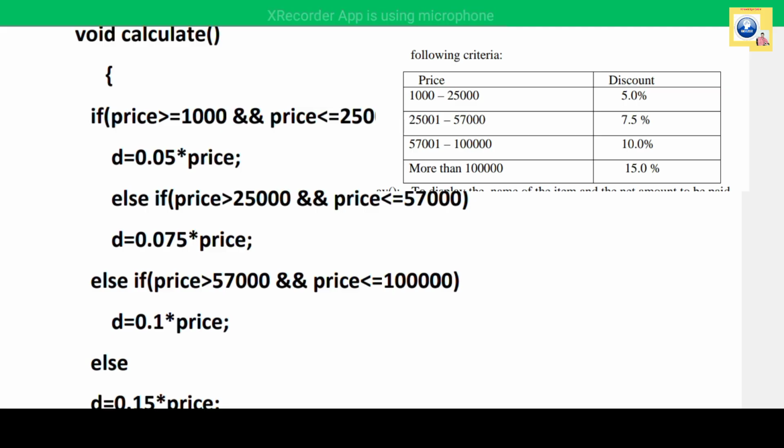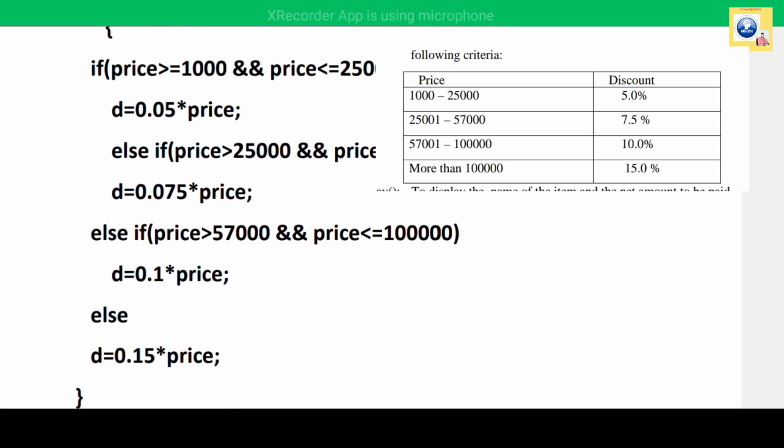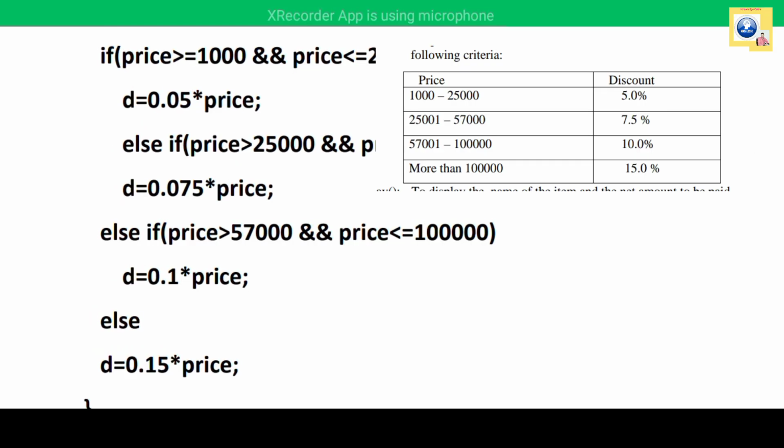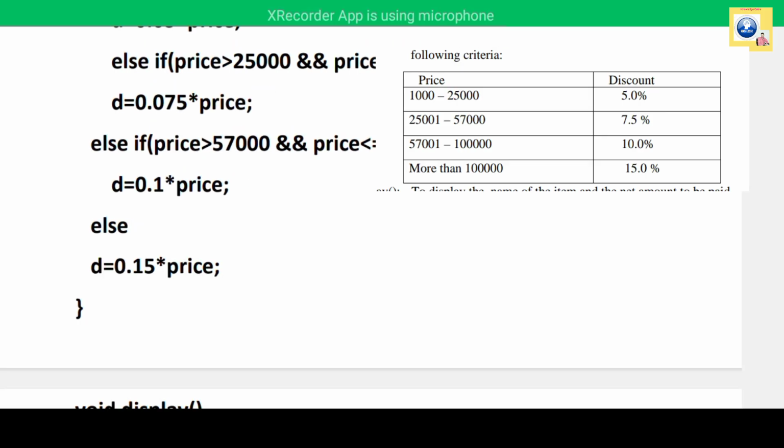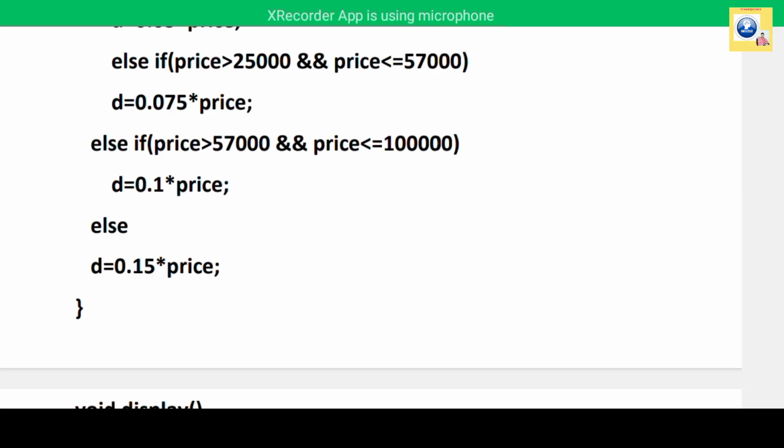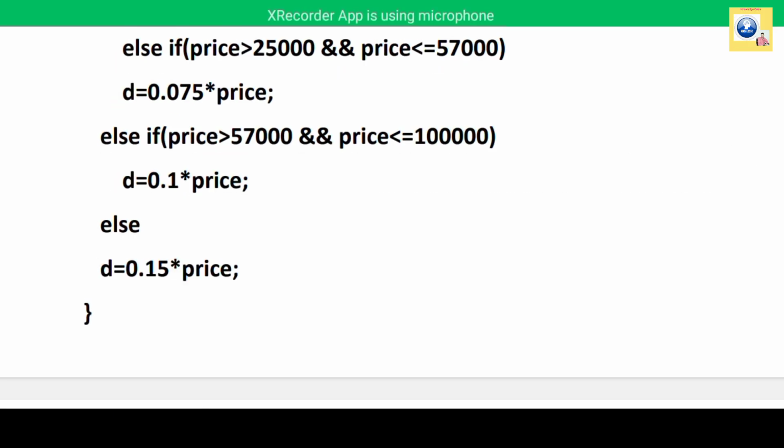If the price is more than 57,000 up to 1 lakh, we will provide a 10% discount. So 10% will be written as 0.1 into price. If the price is more than 1 lakh, then in the else we simply write D equal to 0.15, because the discount is 15% as per the question. So this is how we calculate the discount using the if else if ladder.